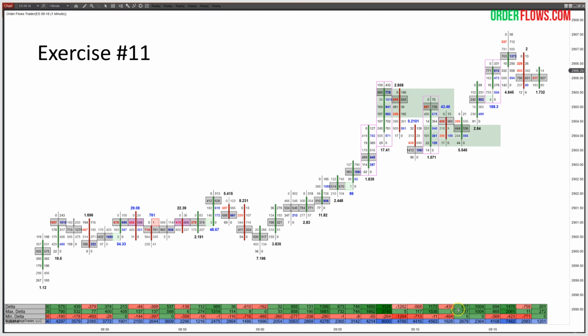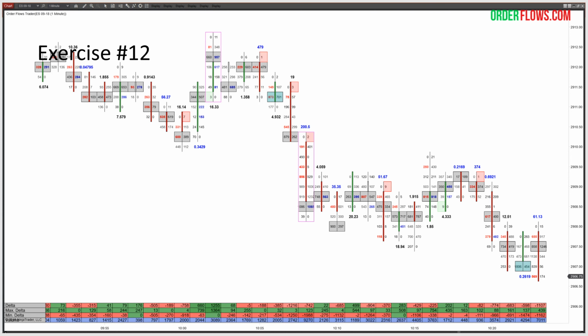And then you're getting in here, you got a flip, you got negative delta of 434 versus a min delta of 464. And you got a final delta of 677 in the next bar against a max delta of 717. And then even the next bar, it's all positive delta as we move higher. Okay, so exercise number 12.